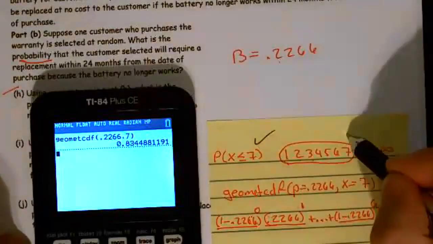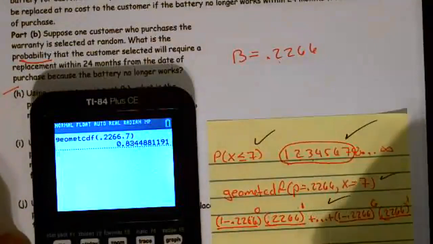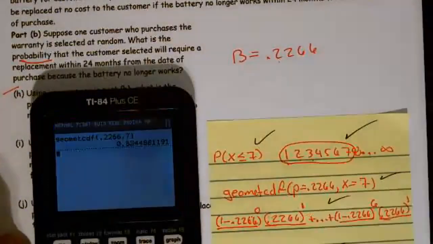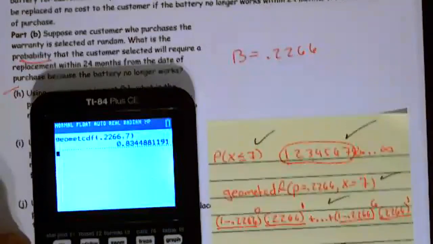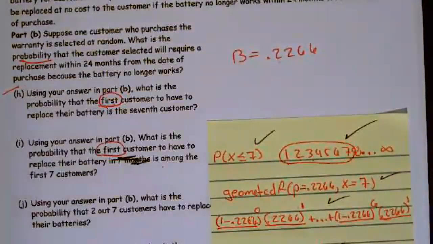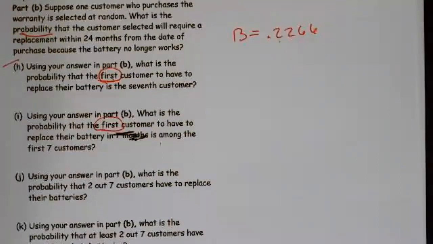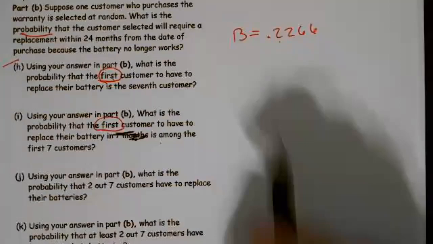All right, so what do I have to have? I have to have this, I have to have the number line, I have to have this statement, I have to have my math work, and I have to have this. So the orders can change a bit, but those are the things that I have to have in order to get full credit for that. All right? All right, so using your answer in part B, what is the probability that 2 out of 7 customers have to replace their batteries? Notice, guess what?